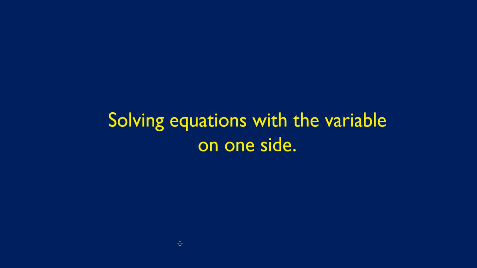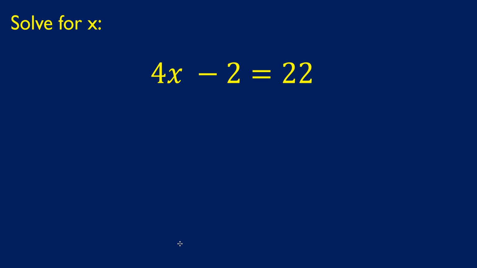To start off with though, we're going to just go over solving equations with the variable on one side. So that would be an equation like this, okay? It's really important that you get these down, okay? So 4x minus 2 equals 22. This is the first example we're going to do.